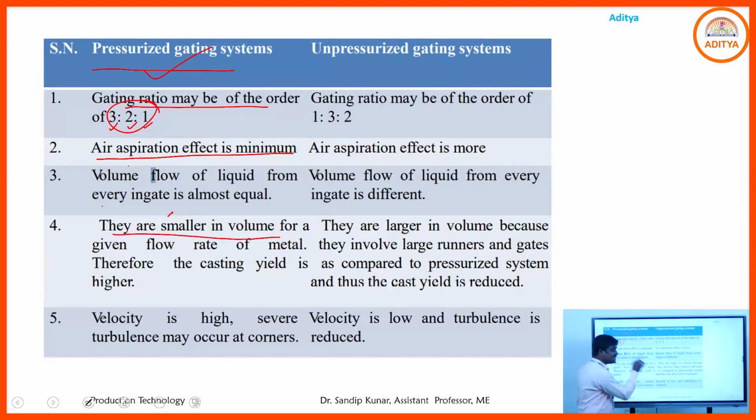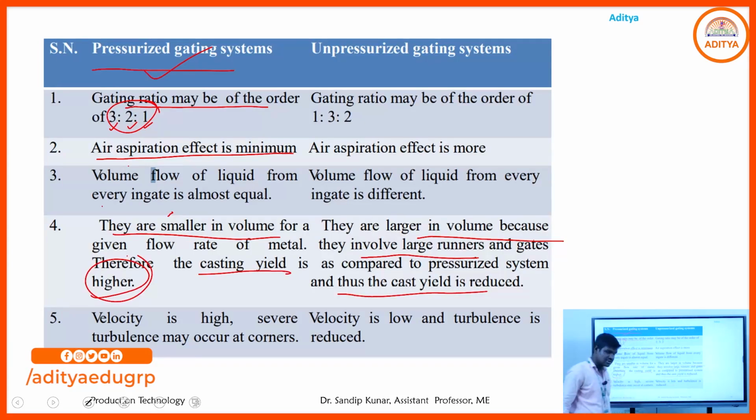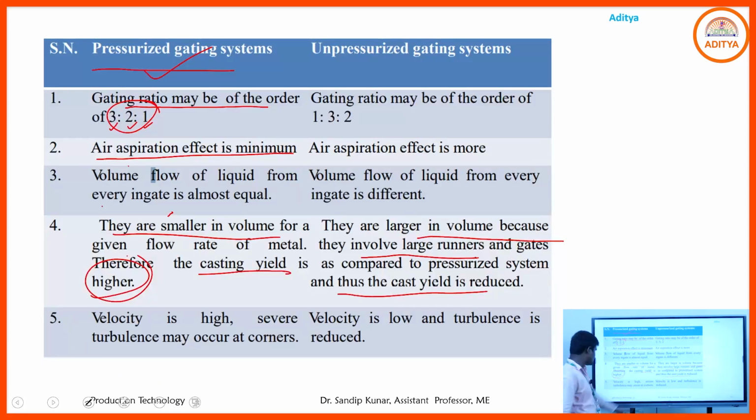They are smaller in volume because the area of that particular choked area is less, and due to that the flow rate is also controlled. So due to that, casting yield will be higher. In the case of the larger volume, because they involve large runners and large gates, the cast yield is reduced. Here cast yield is higher, here cast yield is reduced.